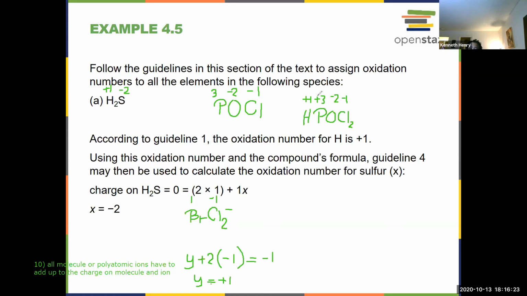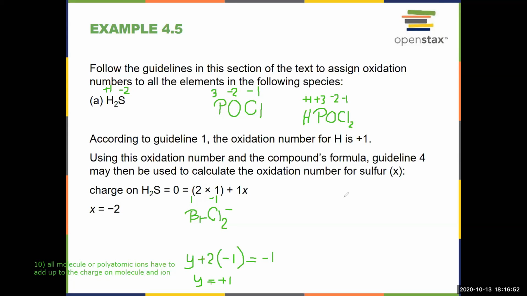So pretty much finding out the ones that you know first. That's right. And pretty much what we're trying to do is balance the ones on top. You want to balance it so it equals the charge that is on that molecule. So this one has a 0 charge, so we want to make sure that at the end of the day, with all of the ones that we have in there, it balances out.